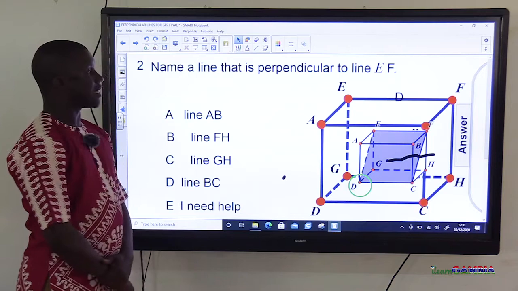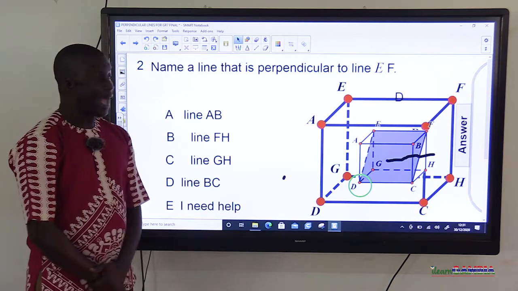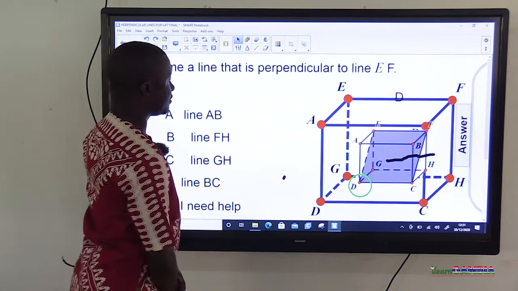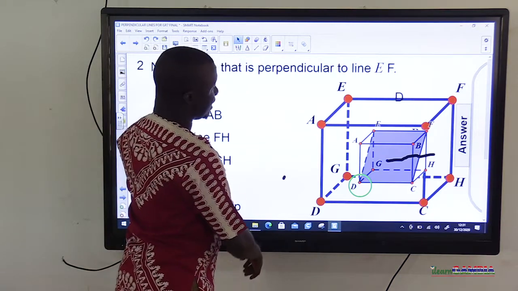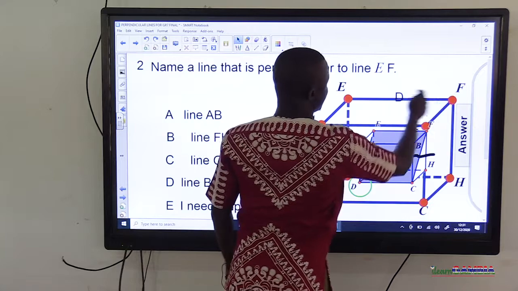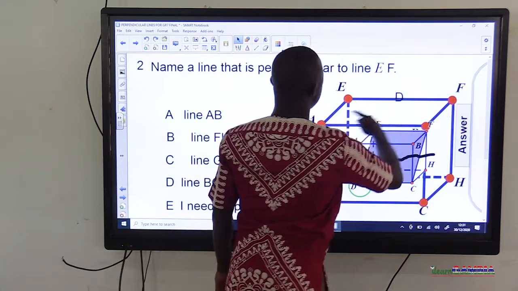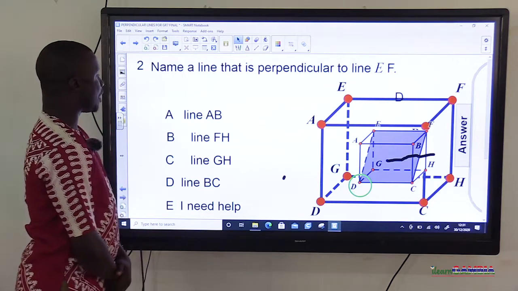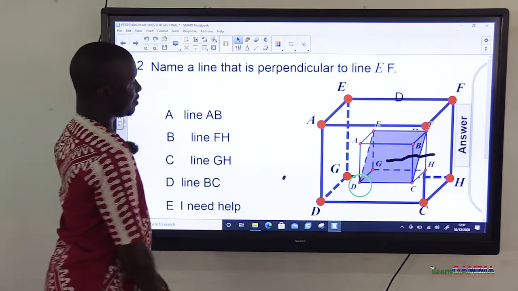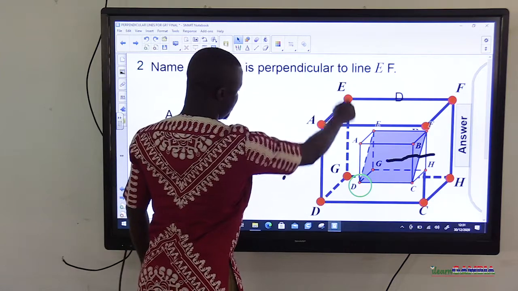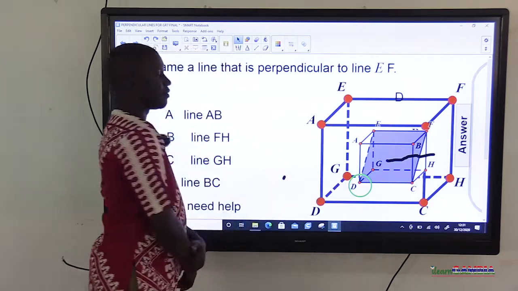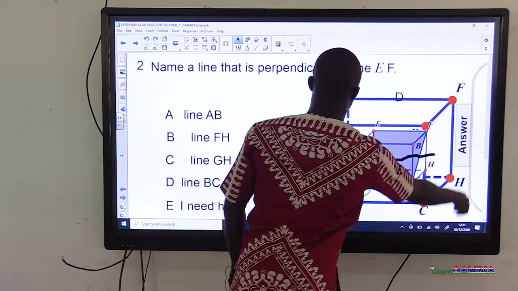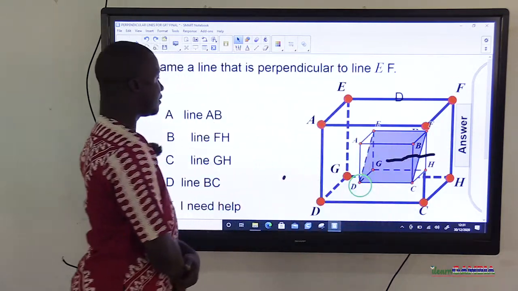Name a line that is perpendicular to line EF. We have our diagram here, and line EF is from here to here. As you can see, EF. Is there any other line that is perpendicular to line EF? Obviously, we see EG is perpendicular, and as we can see, FG is also perpendicular.